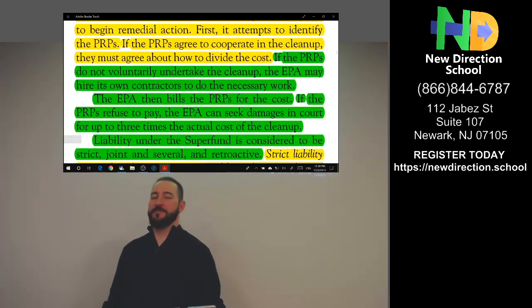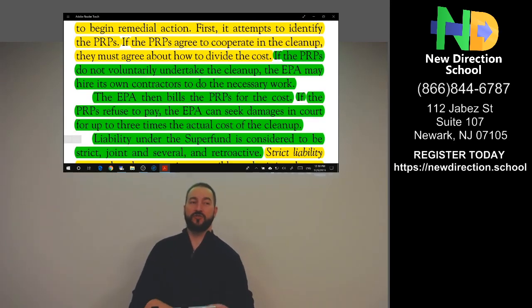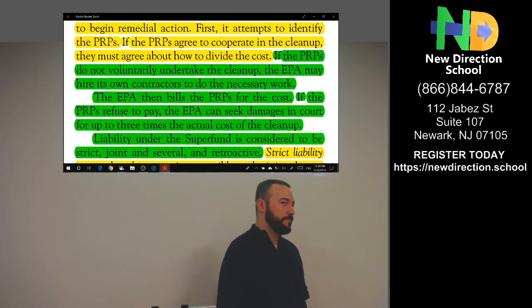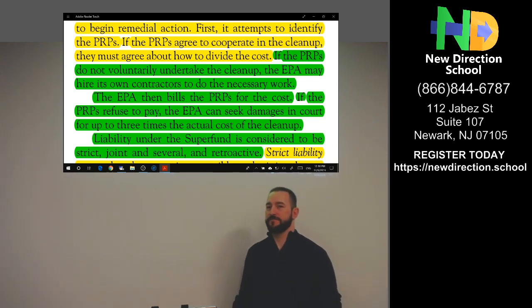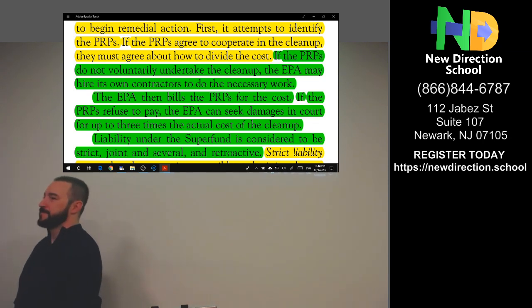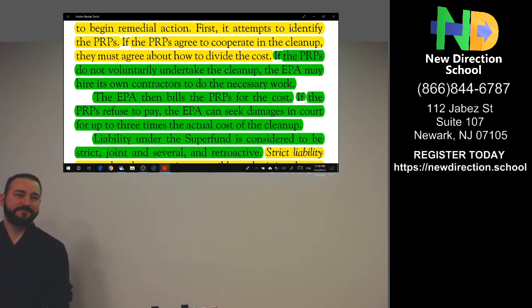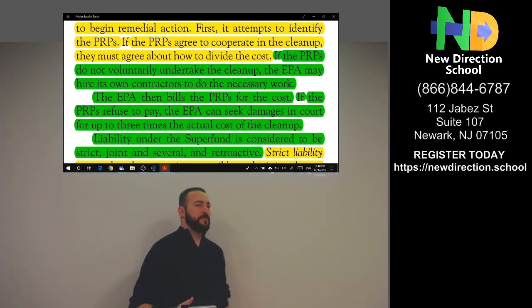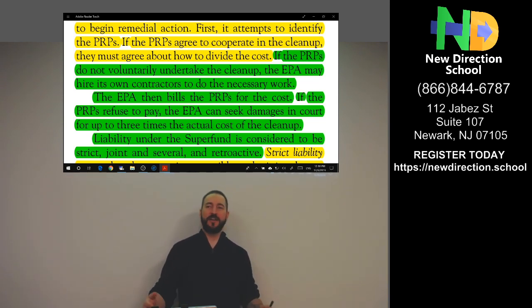It says right here, liability under the Superfund is considered to be strict, joint and several, and retroactive. What does that mean? That it's you, and you. Why is this? Because if you own property in a single block, as an example, you and your neighbors are general partners. You share liability. Strict, joint and several, and retroactive.